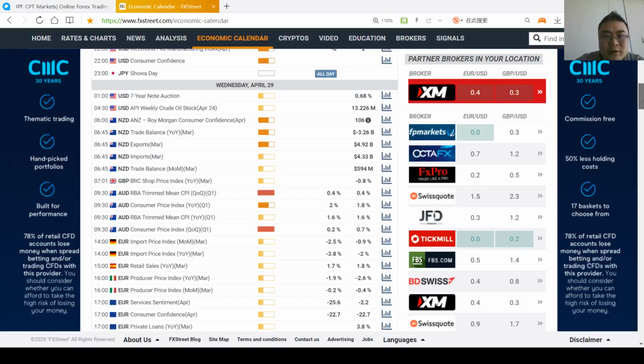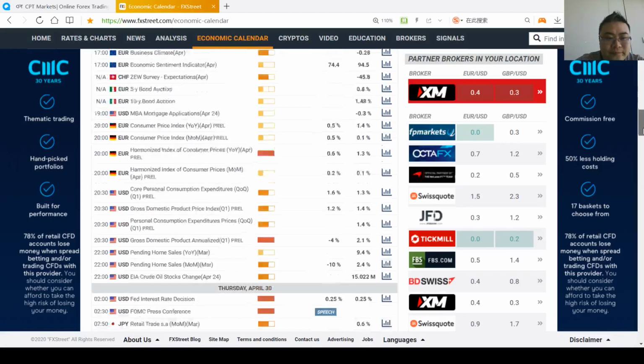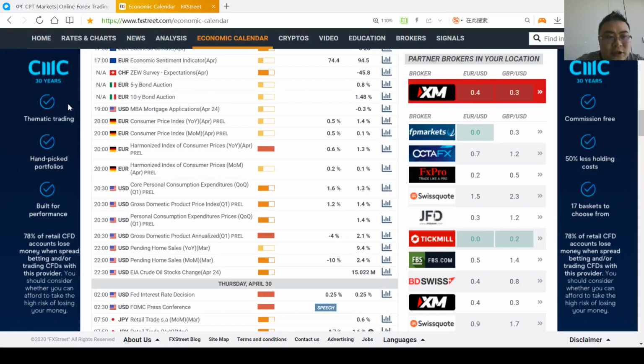For Wednesday night at 8:30, first of all, we need to pay attention to USD Gross Domestic Product, which is GDP. Now we see the number may become negative, but it's reasonable because of the coronavirus explosion in the United States. Most people stay at home and commercial activity has almost shut down. So the GDP becoming negative is reasonable.